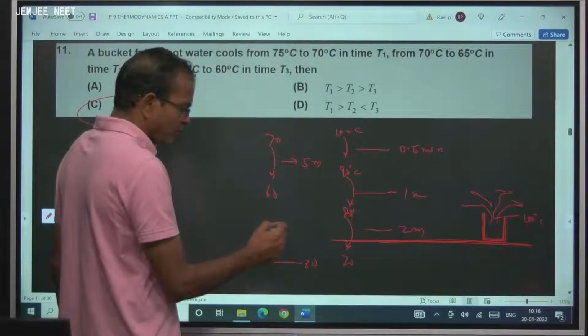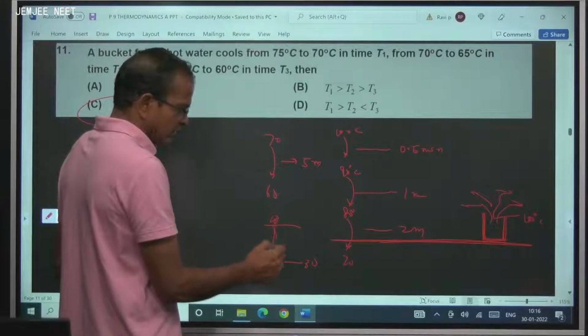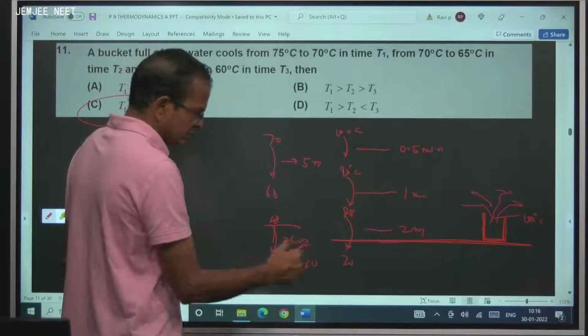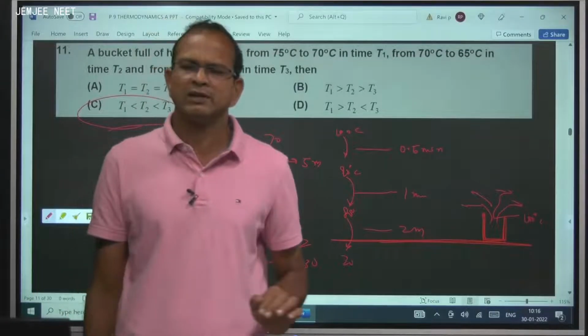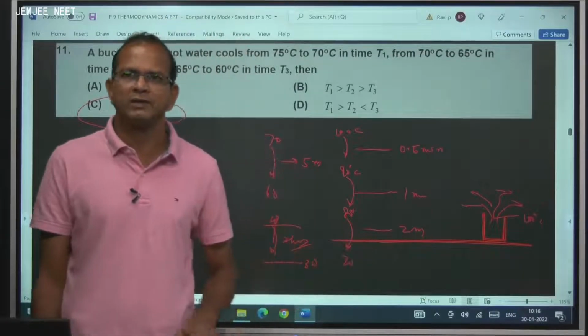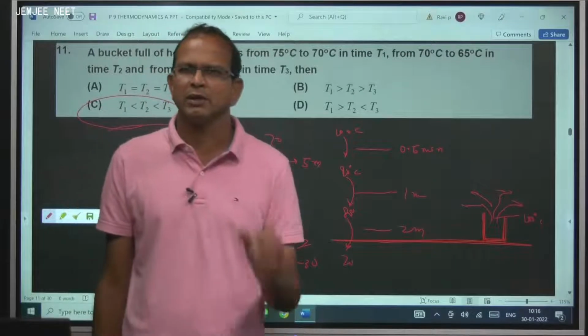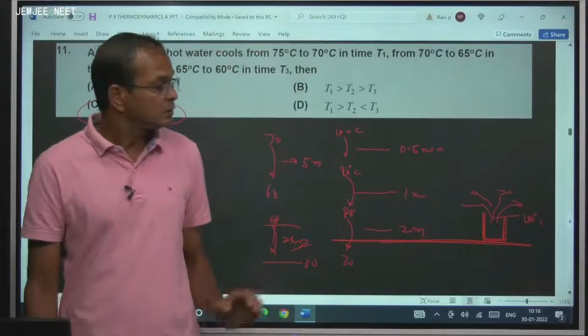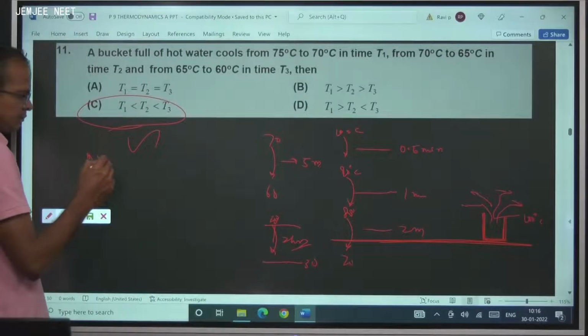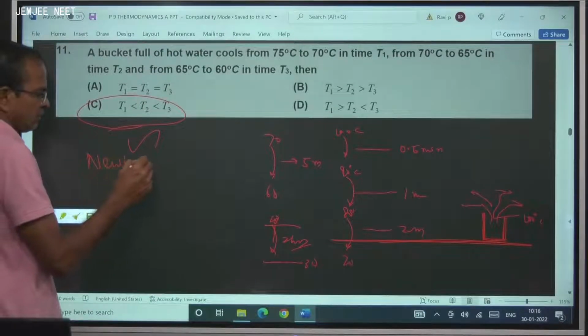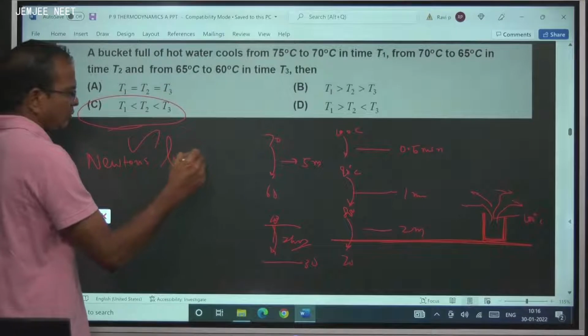To come from 40 to 30, it may take even 2 hours. Even after 1.5 hours, if you go and touch, you will see a small warmth. It may not be zero, nullified. It may not be in thermal equilibrium with the surrounding. It will still be slightly warm. So this is what is called Newton's law of cooling.